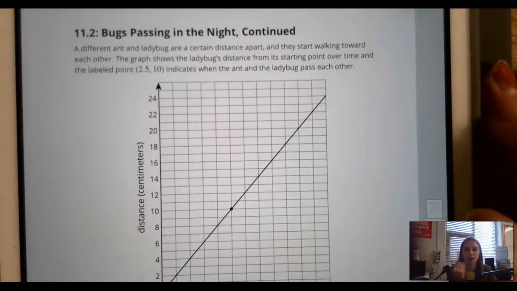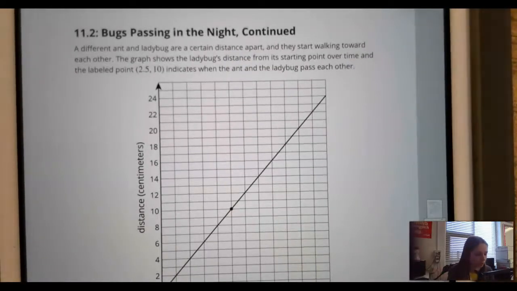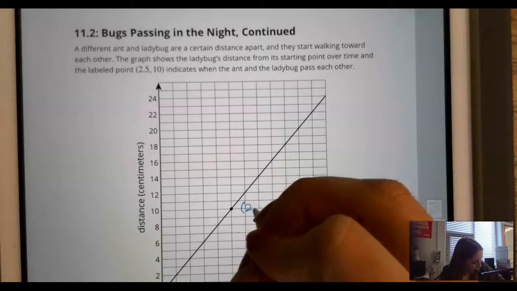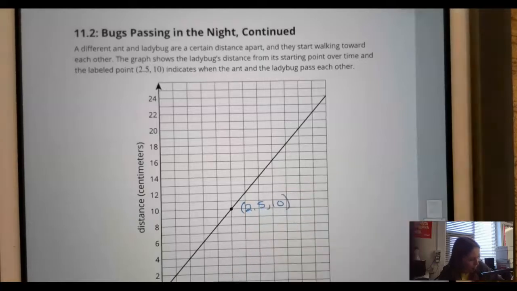So these are different bugs that we're talking about, okay? So a different ant and ladybug are certain distances apart, and they start walking towards each other. Alright, so the graph shows the ladybug's distance from starting point over time, and the labeled point right here, I'm going to go ahead and just label it down here, 2.5, 10, is when the ant and ladybug pass each other.